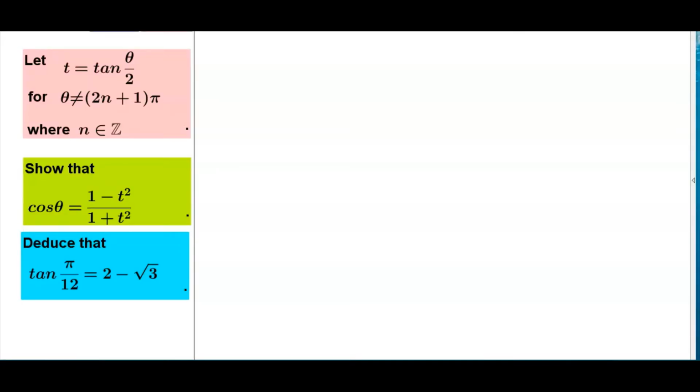Trigonometry. Let t equal tan theta by 2, for theta not equal to (2n plus 1) times pi, where n is an integer. Show that cos theta is equal to (1 minus t squared) over (1 plus t squared). Deduce that tan pi by 12 is equal to 2 minus root 3. Answer for this question.